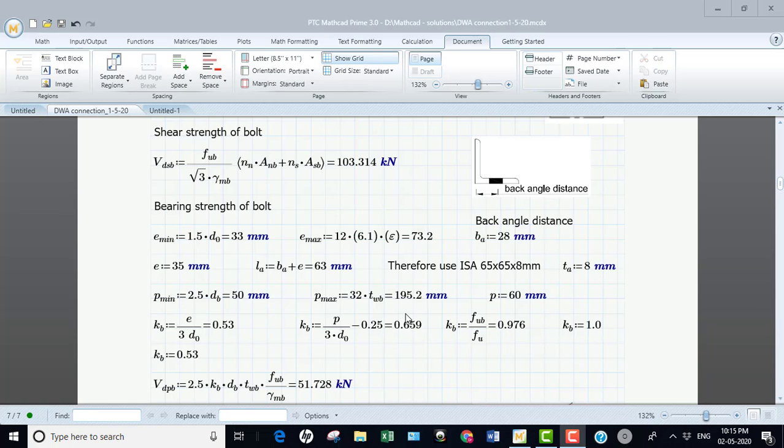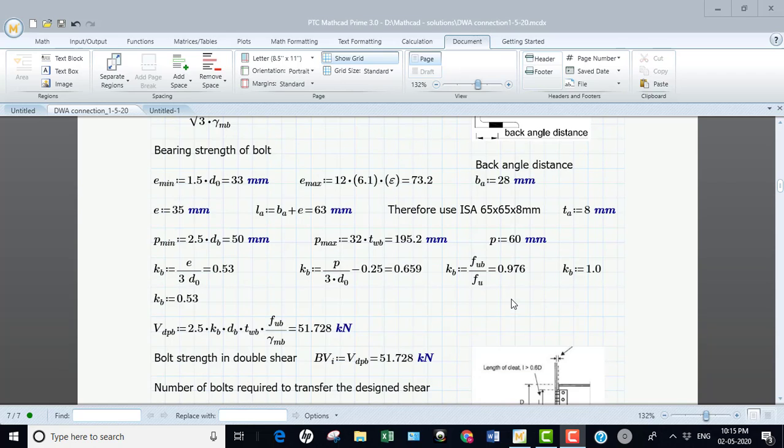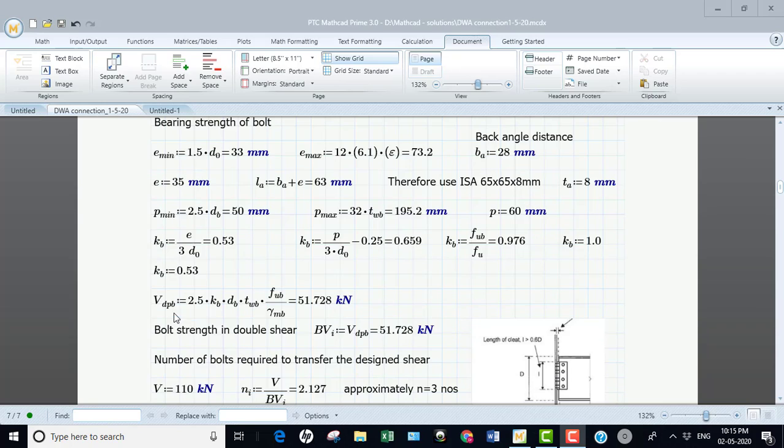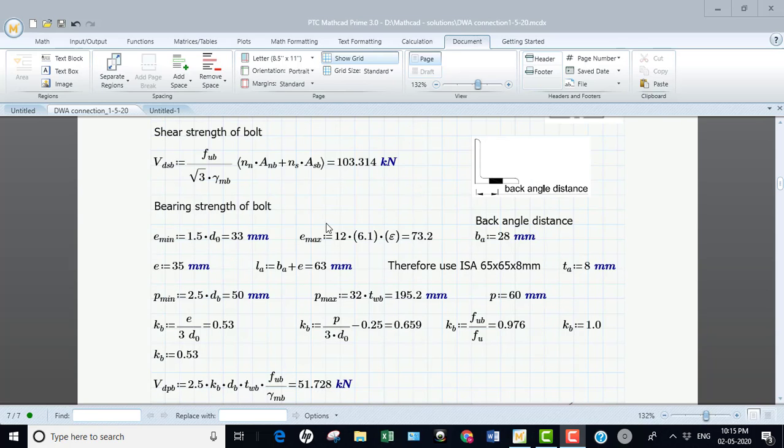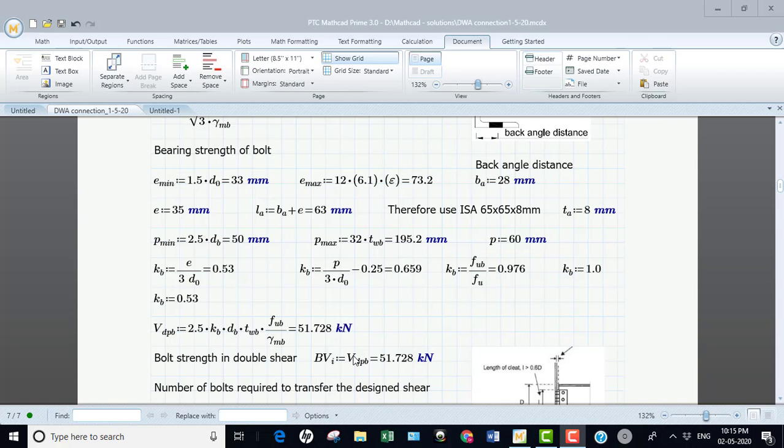And I calculate the pitch with respect to the minimum and maximum. I took a suitable pitch distance. If I know the edge distance and pitch distance, I could calculate Kb, from which I calculate the bearing capacity. So among the two, the bearing capacity is found to be lower. Therefore, the bolt strength, here the I represents in-plane rotation, the bolt strength in in-plane rotation is governed by the bearing strength of the bolt. That is, this should be taken here.